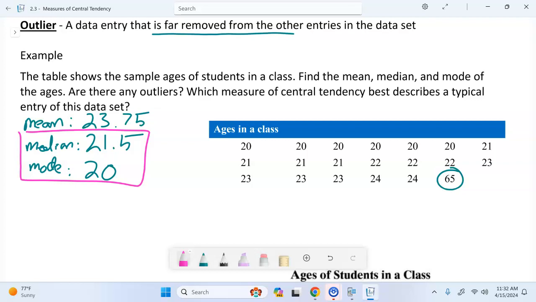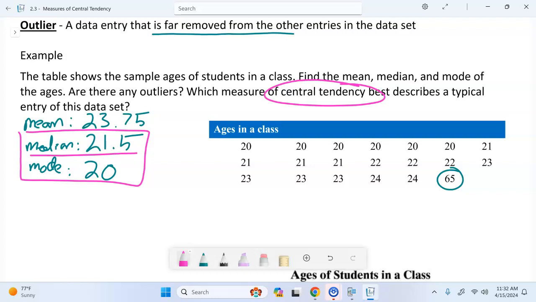What's special about the number 20? It's the lowest number. It's not the center. It's the most frequent, but it's not the center. So if we're looking at the best measure of center, we're going to want something closer to the center. Mode is not affected by outliers. It is our most common, which has its place, but median is closer to the middle.